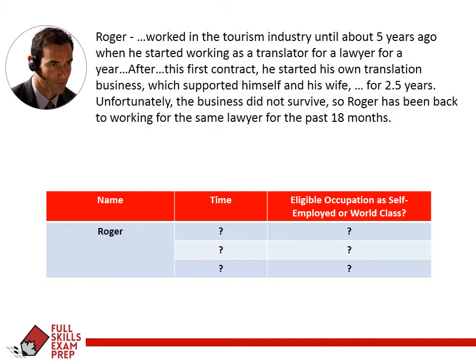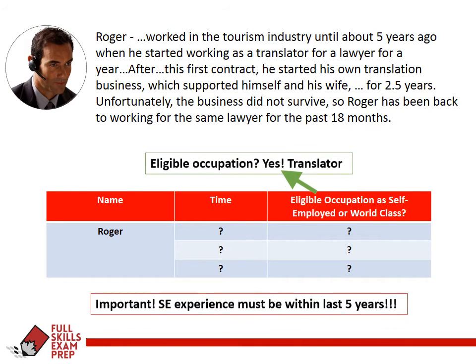When we look at Roger, it's a little bit more complicated as we have to look at 3 sort of elements of his career. So we can see that he worked in the tourism industry until 5 years ago. Working in the tourism industry doesn't really help us with anything, and remember as well that the experience has to be within the last 5 years. But as we carry on in the story, we can see that he began working as a translator for a lawyer. Then he started his own translation business, and he's back to working full-time for the lawyer at this point.